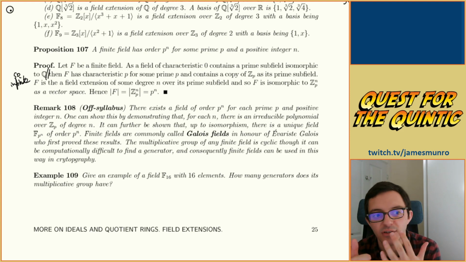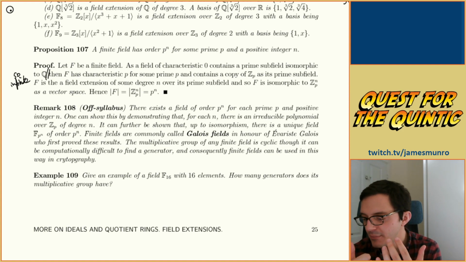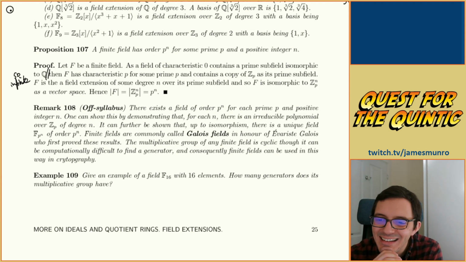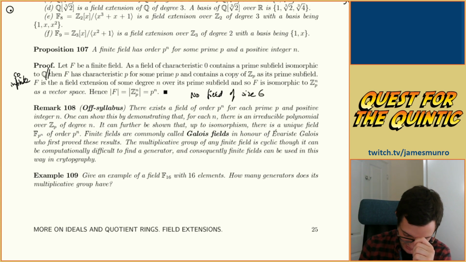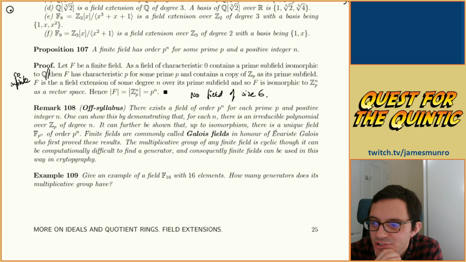Yeah, so 6. If you're trying to do 6 elements, then I think basically you add 1 together and you'll get some factor of 6. But then you can't extend it. Yeah, I can't do it for the case 6. That's what I think that's over here. No field of size 6. No size 6 field.